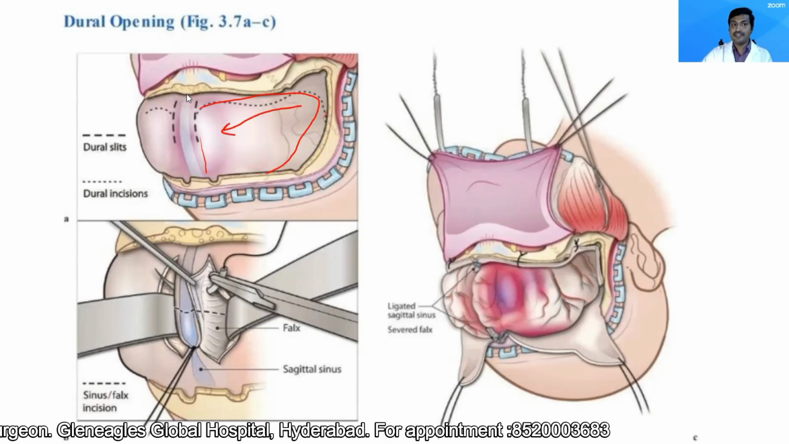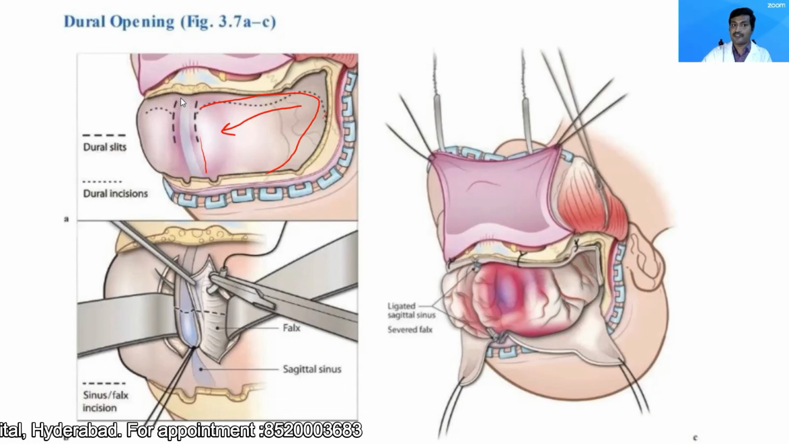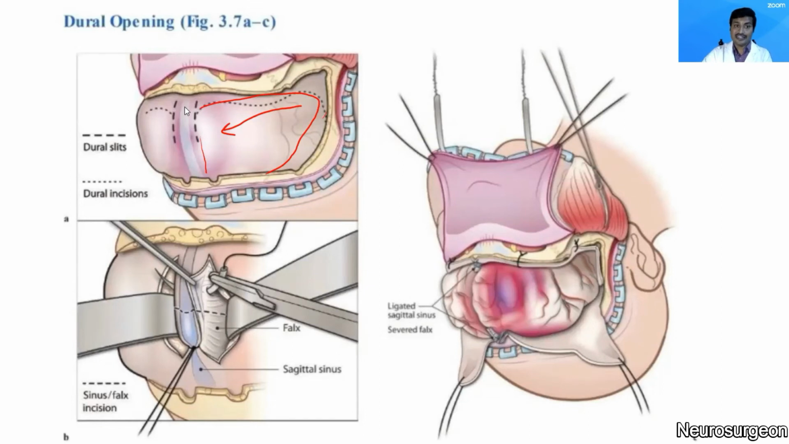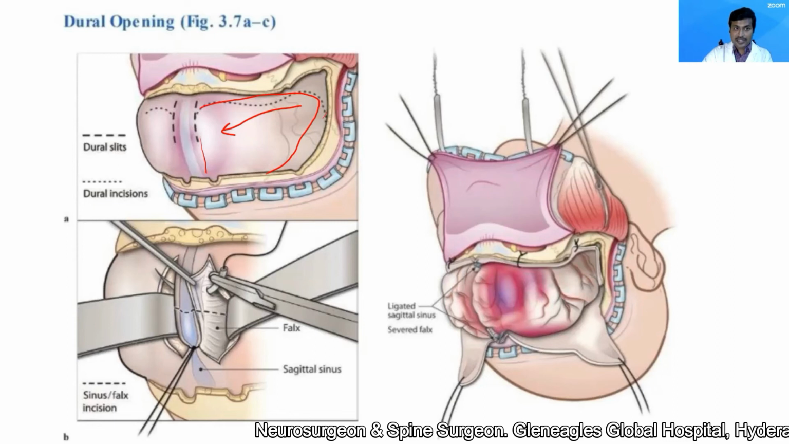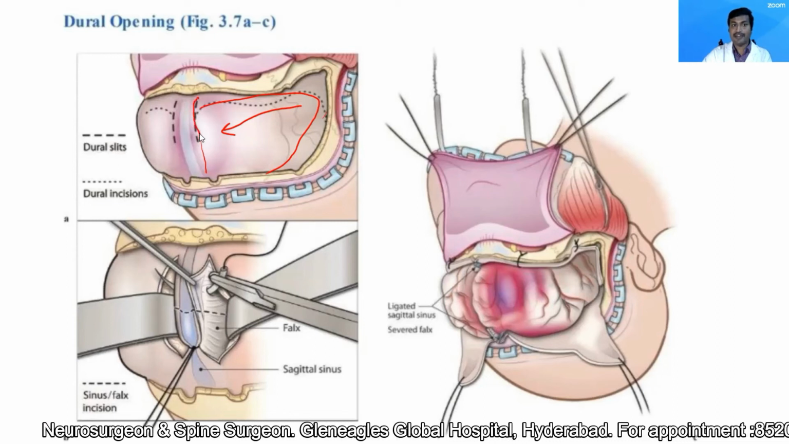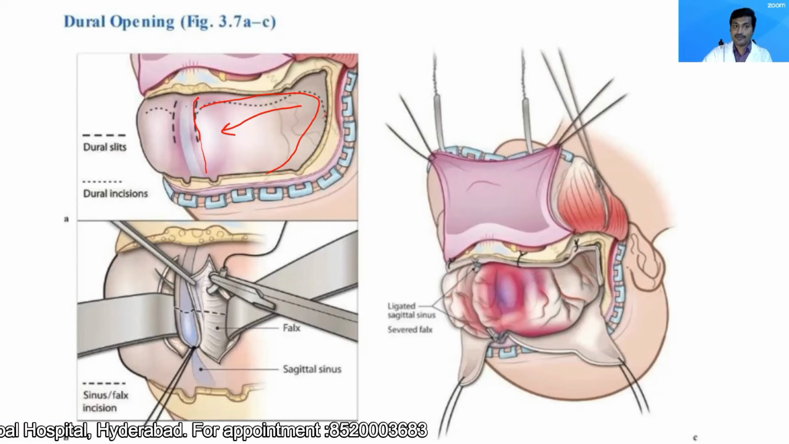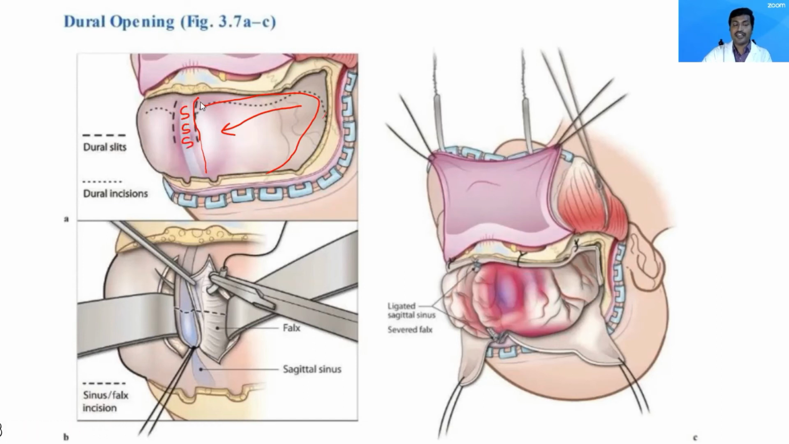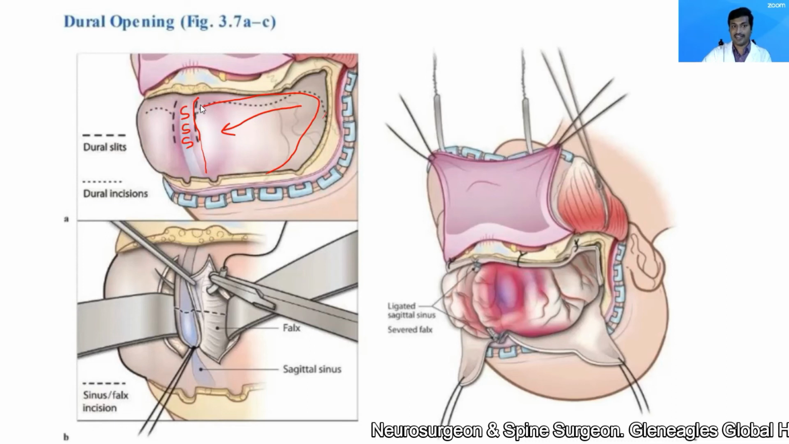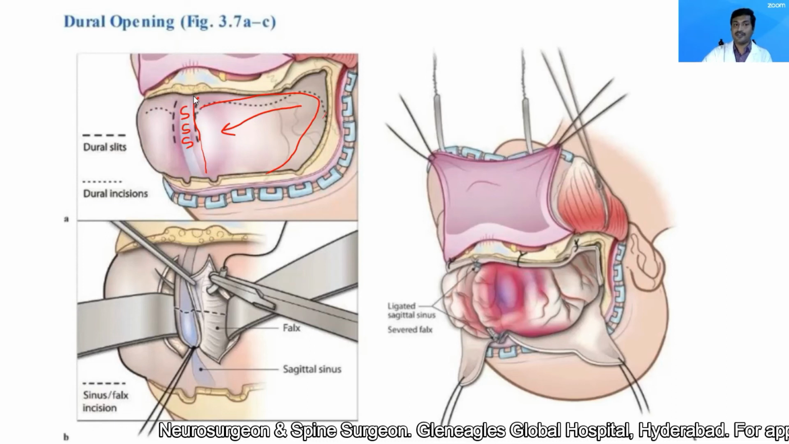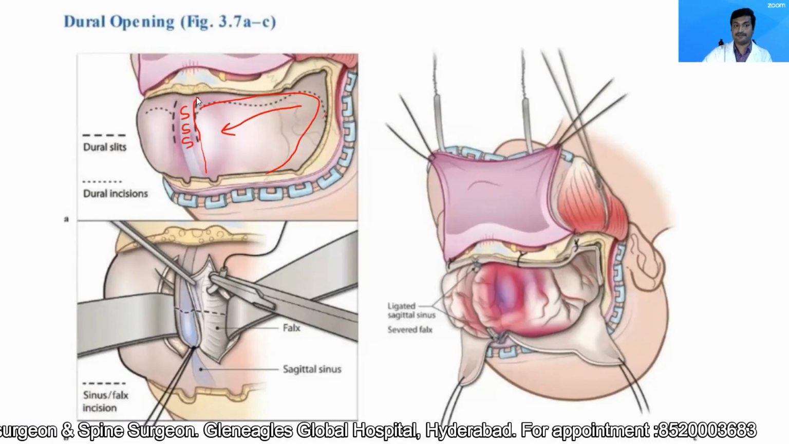But many a time, cutting the superior sagittal sinus and releasing it anteriorly will release pressure on the frontal lobe. So this technique is a bit demanding. So how do you do it? You take dural slits paramedially on either side of the superior sagittal sinus. This one is the superior sagittal sinus in the picture. You take dural slits on either side of the sinus as low as possible near the crista galli.